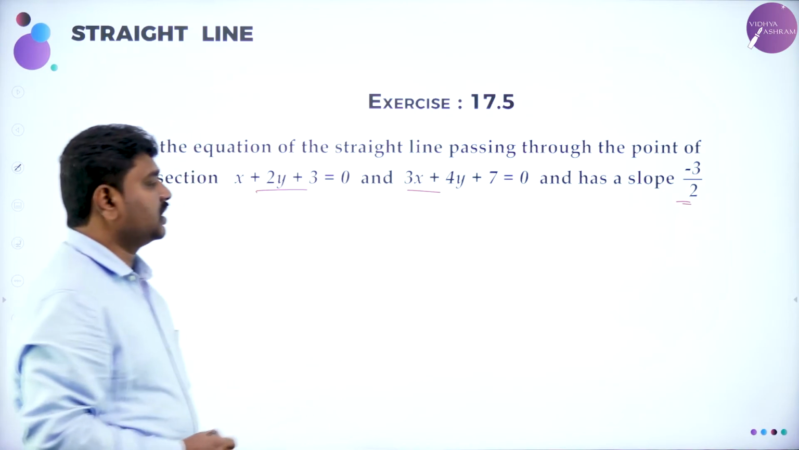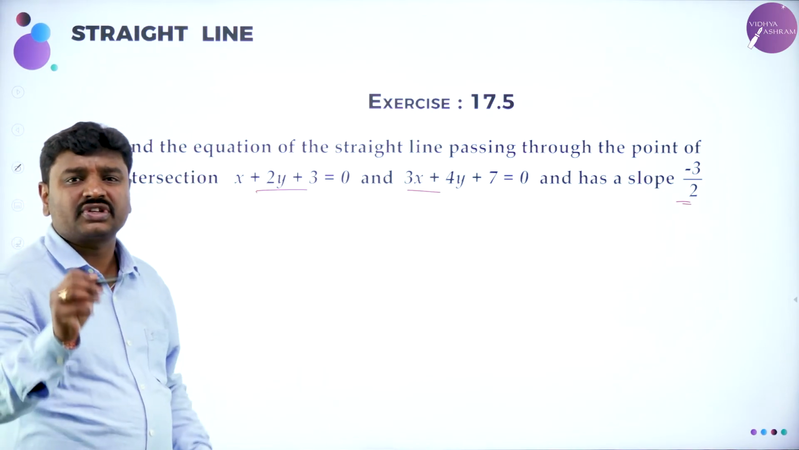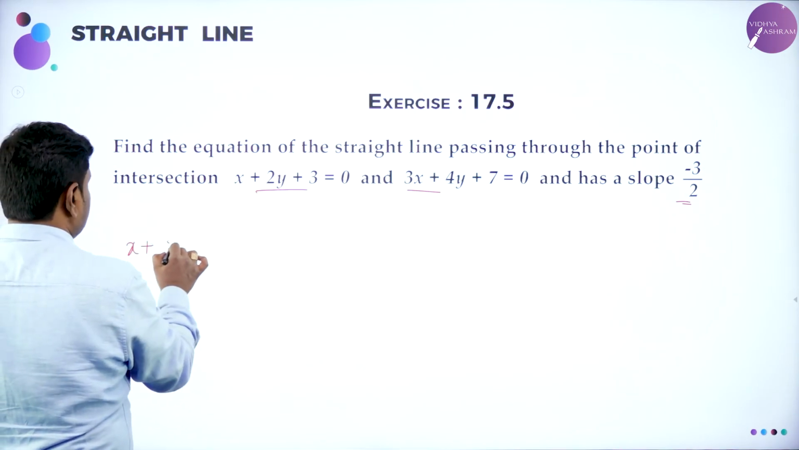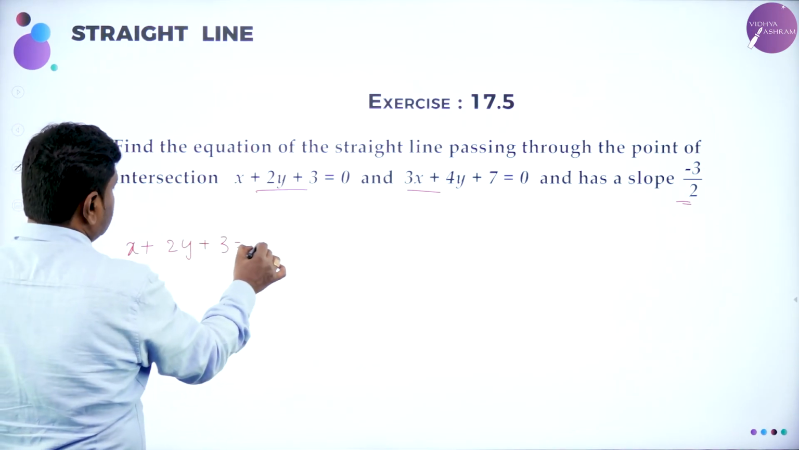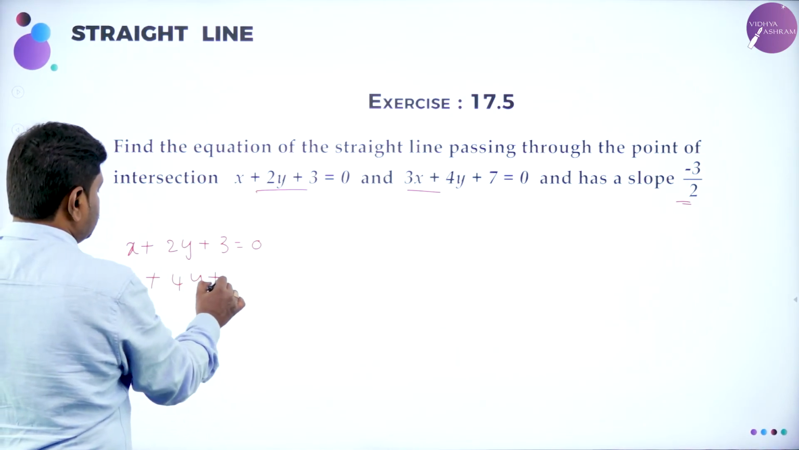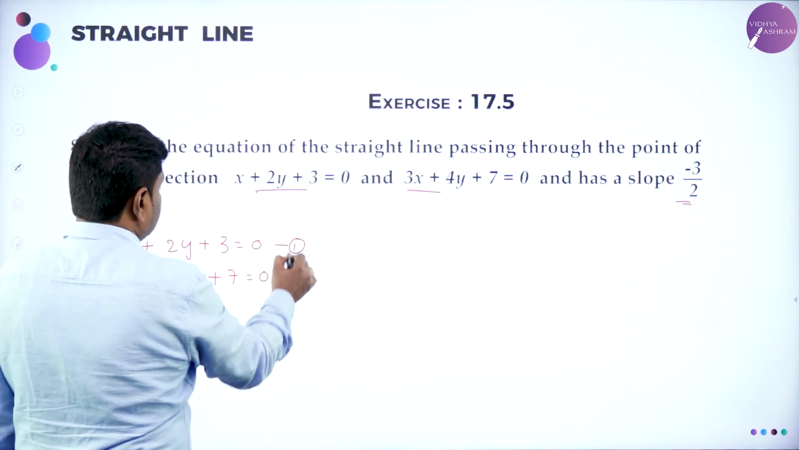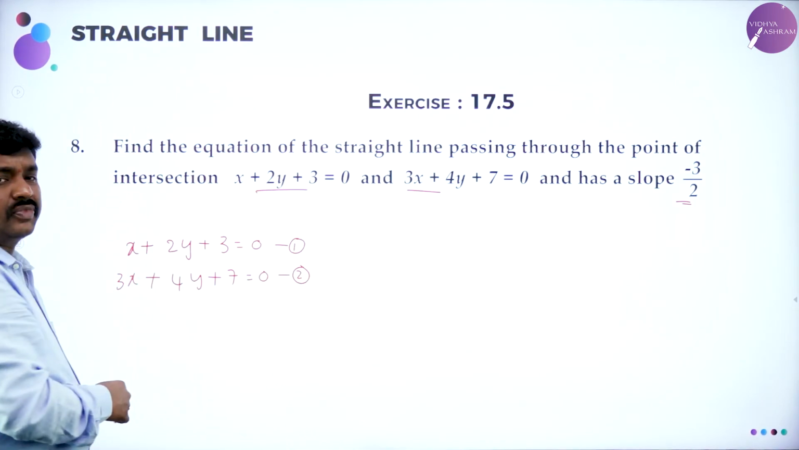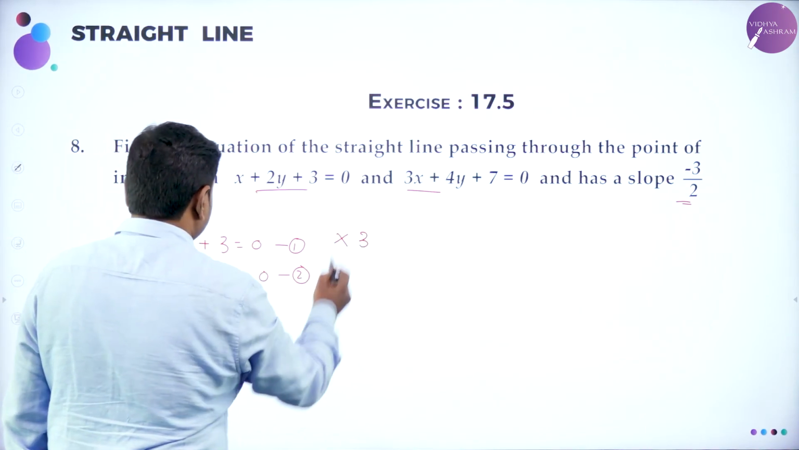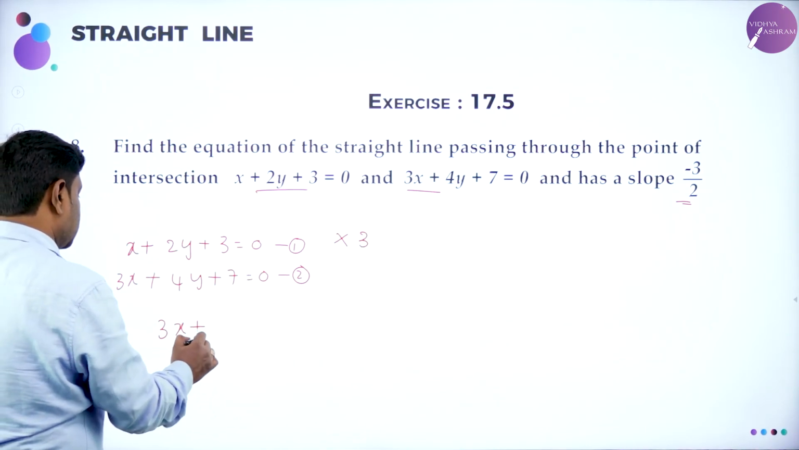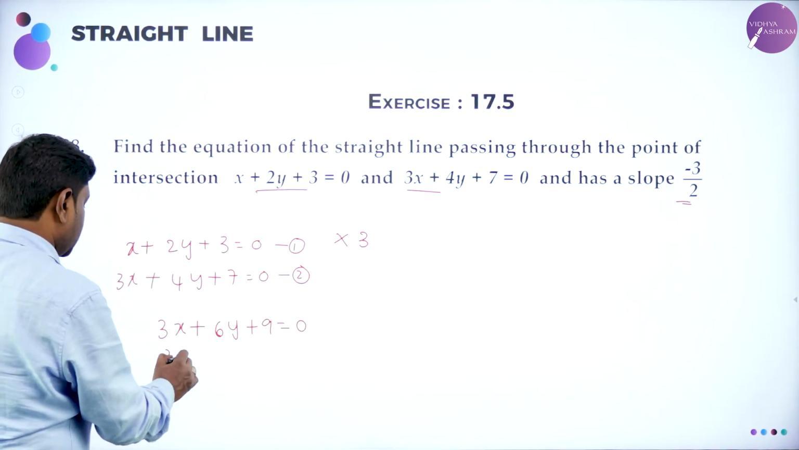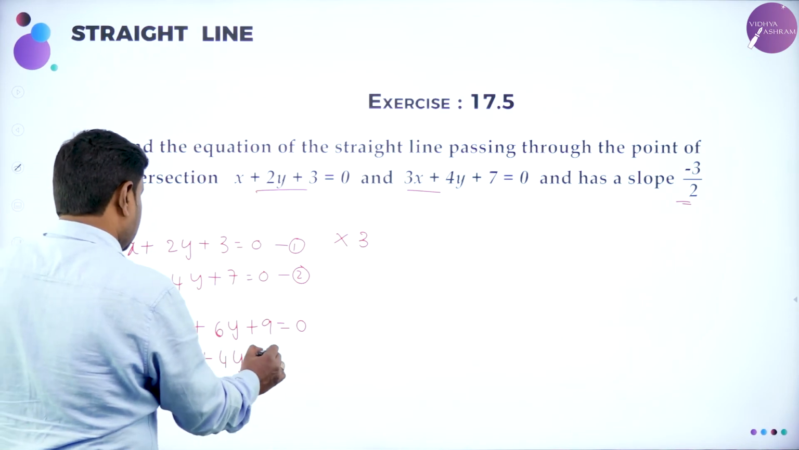Passing through intersection of these two means first find point of intersection. So first line is x plus 2y plus 3 equal to 0. Second line is 3x plus 4y plus 7 equal to 0. For first line and second line, make the coefficient same. Here we have 3x, but here we have x. So multiply the first equation by 3. If you do that, you will get 3x plus 3 2 is 6y plus 3 3 is 9 equal to 0.